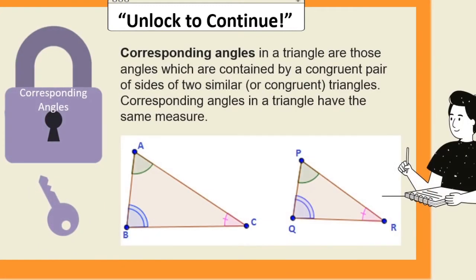Now, let us unlock corresponding angles. Corresponding angles in a triangle are those angles which are contained by the congruent pair of sides of two similar or congruent triangles. Corresponding angles in a triangle have the same measurement. As we can see here, angle A corresponds to angle P, angle B corresponds to angle Q, and angle C corresponds to angle R.